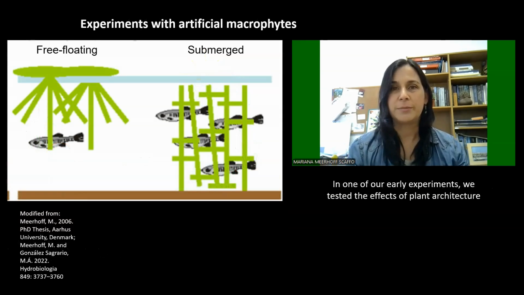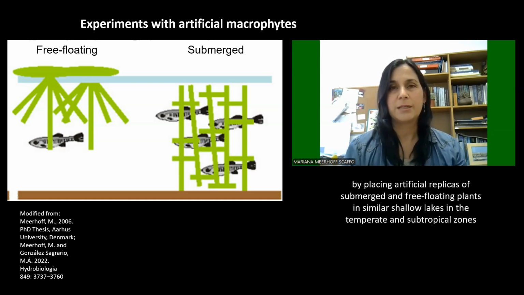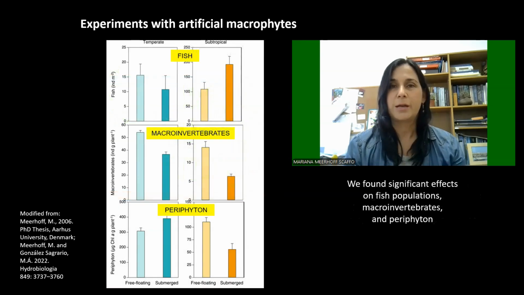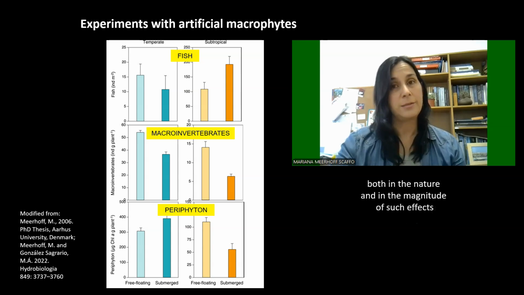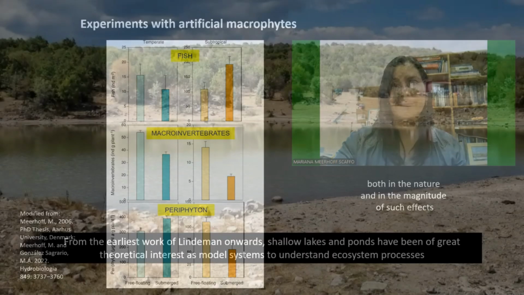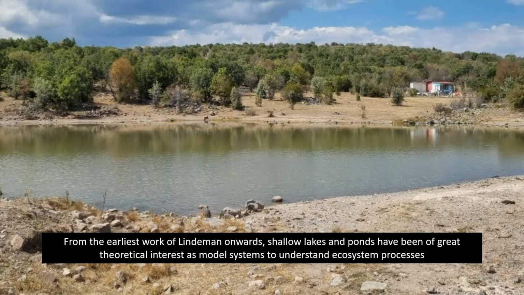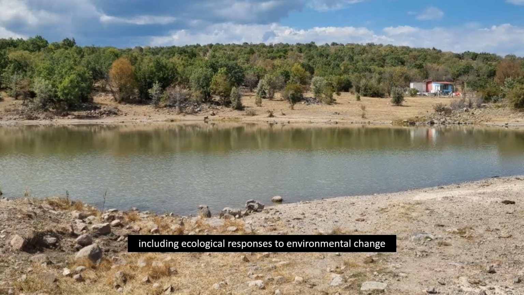In one of our early experiments, we tested the effects of plant architecture by placing artificial replicas of submerged and free-floating plants in similar shallow lakes in the temperate and in the subtropical zone. We found significant effects on fish populations, macroinvertebrates, and periphyton, both in the nature and in the magnitude of such effects. From the earliest work of Lindemann onwards, shallow lakes and ponds have been of great theoretical interest as model systems to understand ecosystem processes, including ecological responses to environmental change.